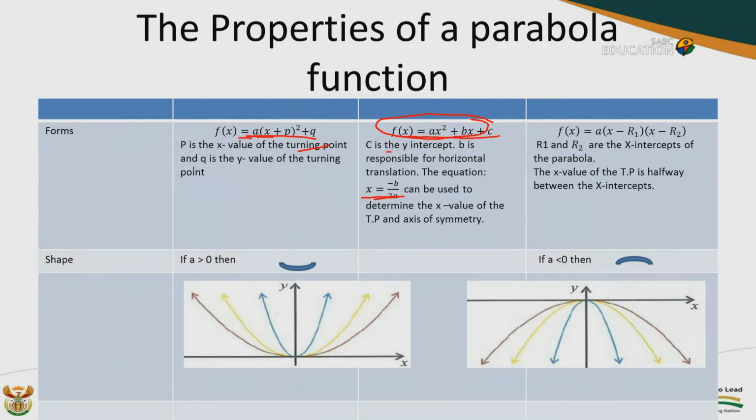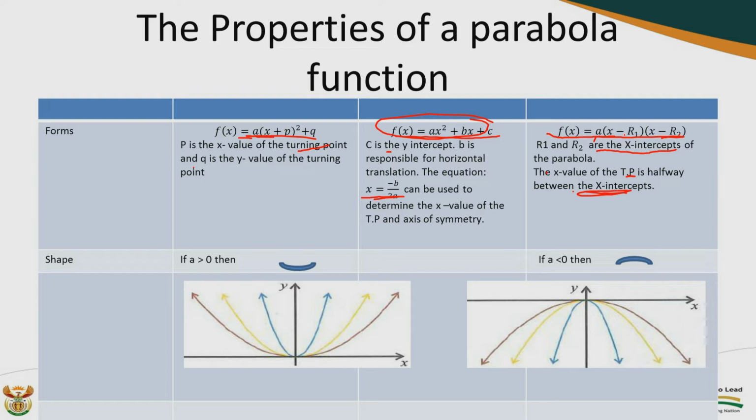Or it can be given in the form f(x) = a(x − r1)(x − r2). So now, r1 and r2 are the x-intercepts of the parabola function. If you are given your parabola function in this format, getting the turning point can be easy, because r1 and r2 are the x values of the intercepts, and the x value of the turning point is halfway between them. So you can just find the midpoint between r1 and r2, then substitute your answer back into the original function to get the corresponding y value.